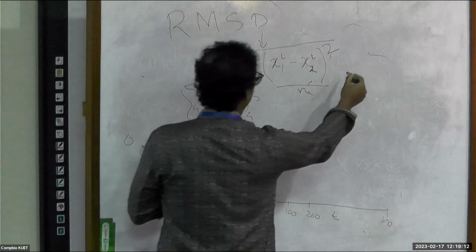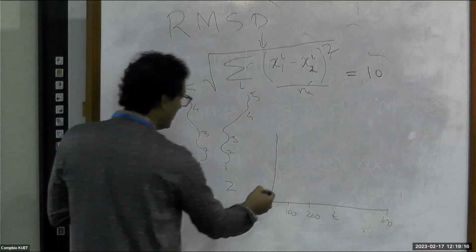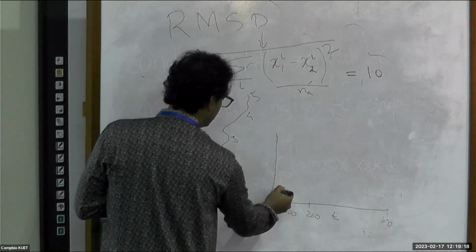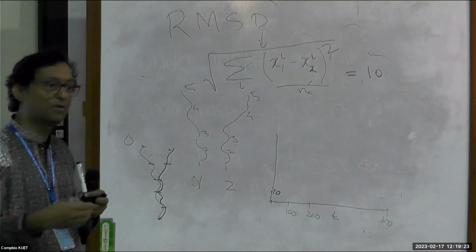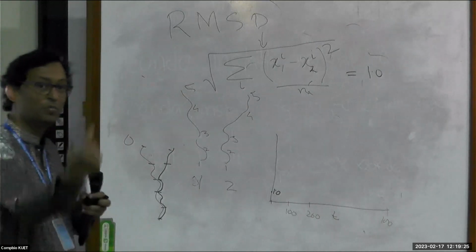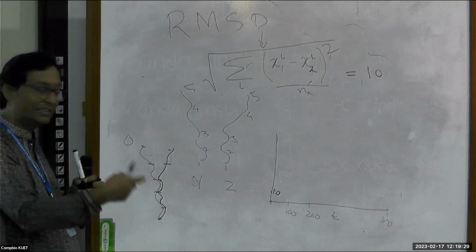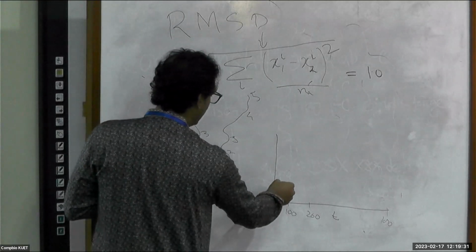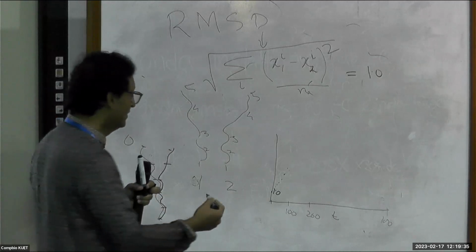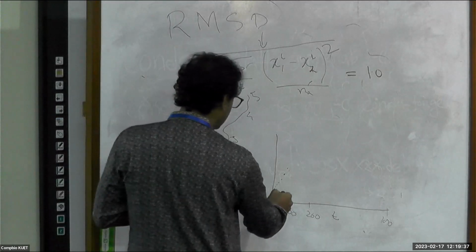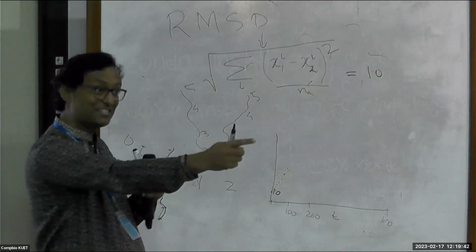So I'll have a value, let's say 1.0. So for the first time step, I'll have a 1.0. And then at the next time step, I'm going to bring the second snapshot to my reference structure. I'll bring it over and I'll carry on the calculation. And I'm going to keep doing it.